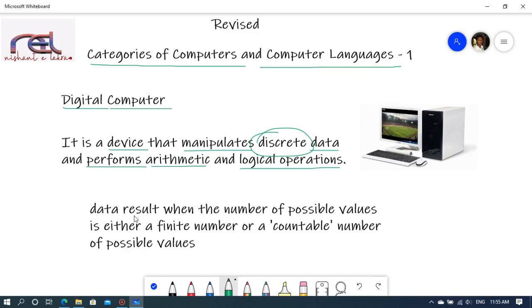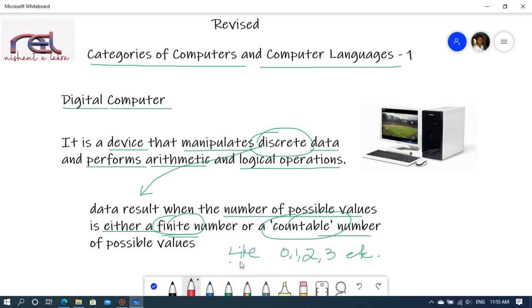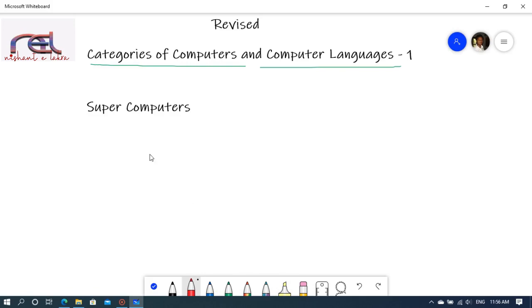Let me explain to you what the word discrete data refers to. The data result when the number of possible values is either a finite number. Finite refers to what? Countable numbers, right? Or a countable number of possible values. Then these data can be termed as discrete data, like 0 and 1 and 2 and 3, right? These are countable numbers or finite numbers. So this is what discrete data means.